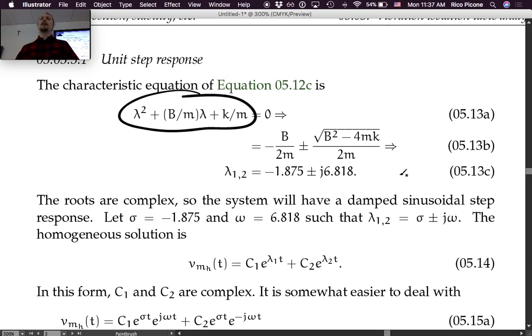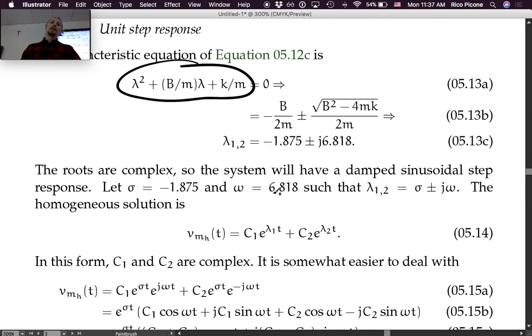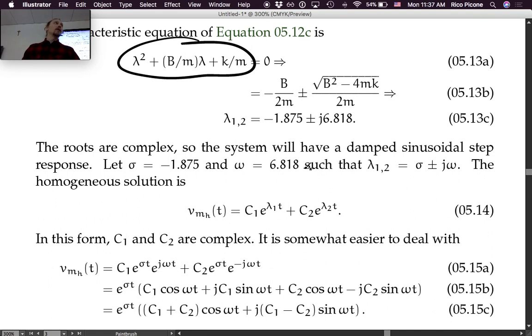We could just use these numbers in the rest of the solution. However, I found it very tedious to keep rewriting these numbers, and also, we want to be able to do it for any numbers that happen to be the complex roots of our characteristic equation. So I'm going to call the real part sigma, and the positive imaginary part omega, so that we have lambda 1, 2 equals sigma plus or minus j omega.